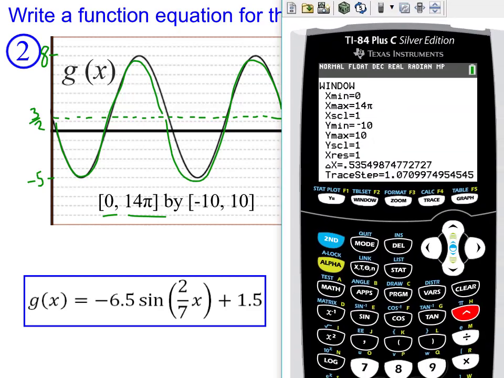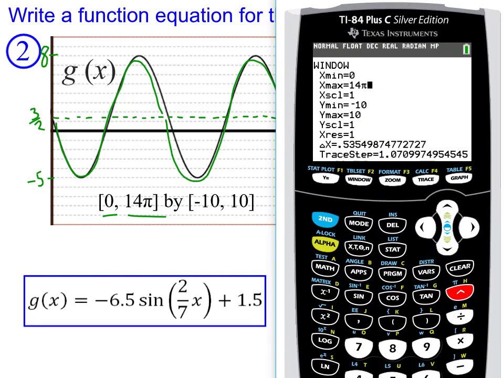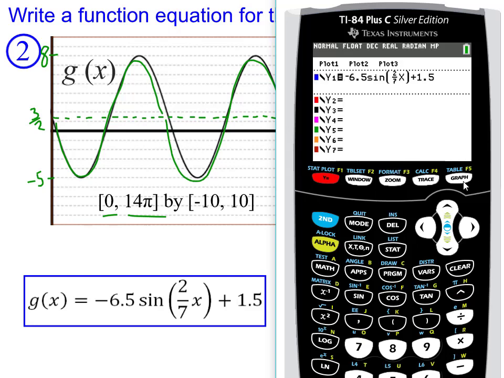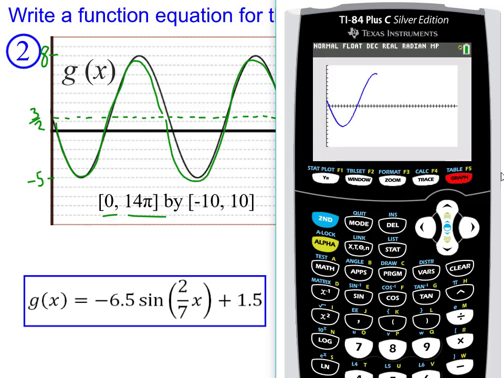And once again, let's check by calculator, make sure we did everything correctly. Set the window settings according to those given to us for this problem, 0 to 14 pi on the x, negative 10 to 10 on the y. Enter our equation. Valley, mountain, 2 whole periods.